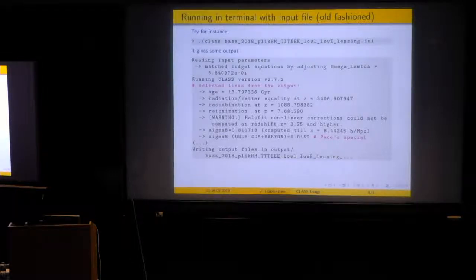You get your sigma 8 and the value of k up to which it has been computed. So if you work on large-scale structure, you know what sigma 8 is, and you understand that it's nice to be sure that it was not computed up to a too small k, because if this was the case, the integral will not be converged. This is Paco's special. I think we will come back to this.